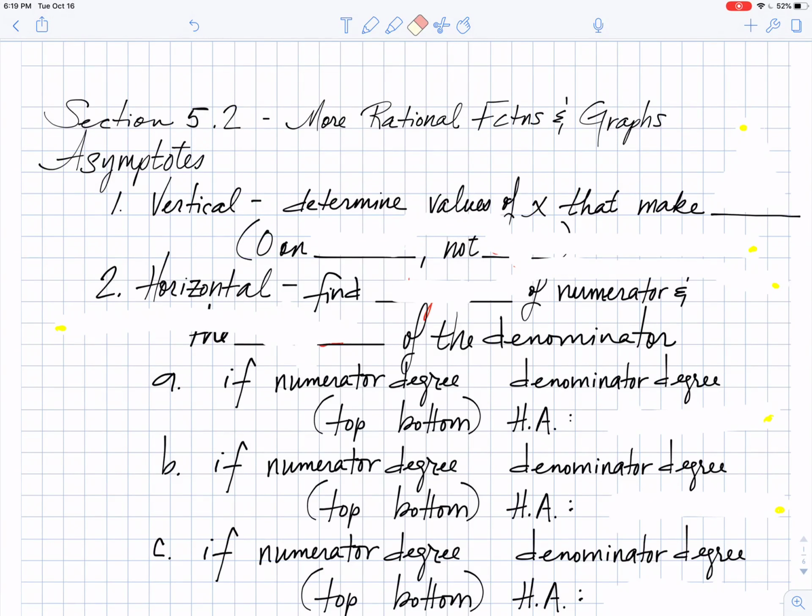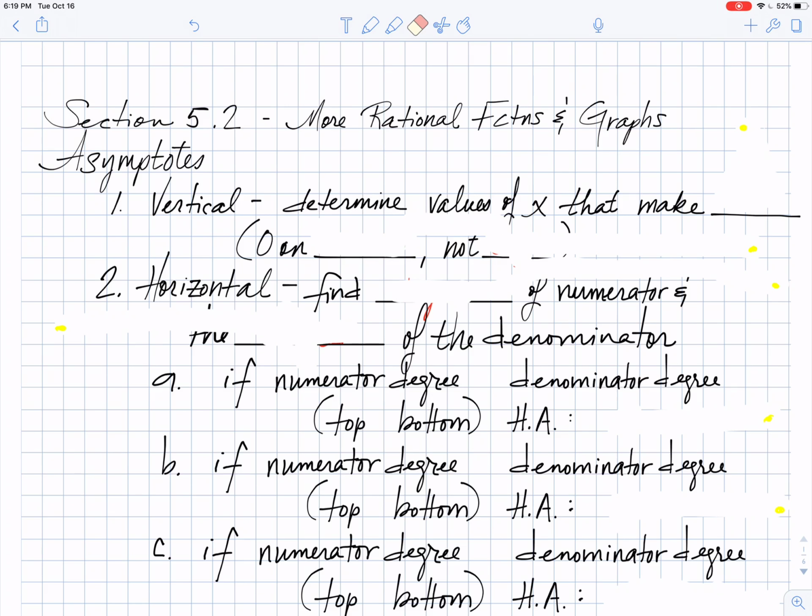Hey folks, so this is just a continuation of our rational functions discussion. We've got several different things that are going to show up on our graphs that I'd like to let you know about. The first thing is vertical asymptotes. You remember that when we talked about the parents in the last video, we discussed a vertical asymptote, we discussed horizontal asymptotes. Today we're going to talk about how to find those when you're only looking at an equation.